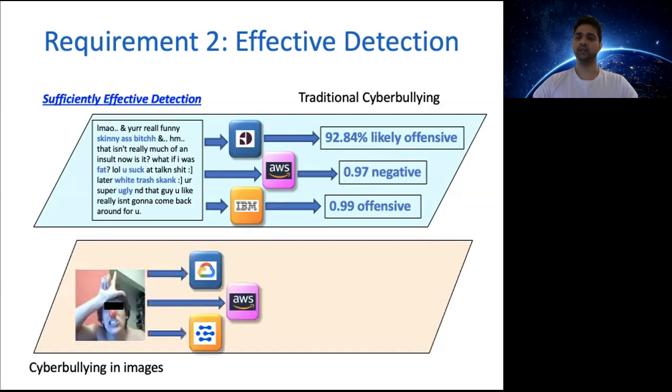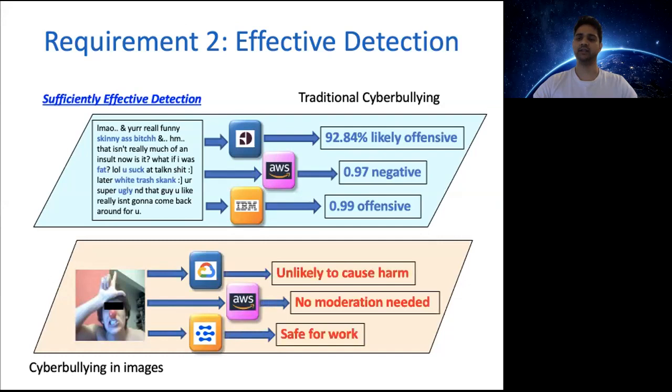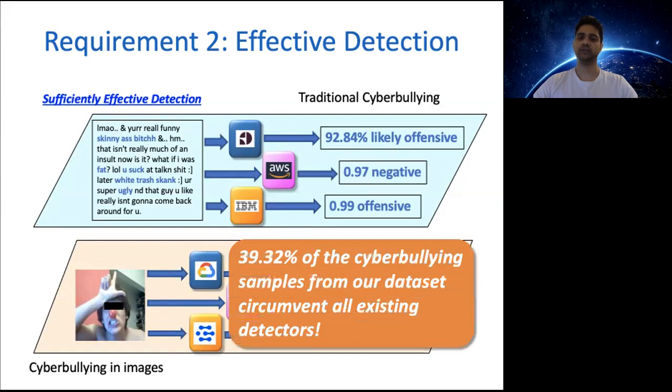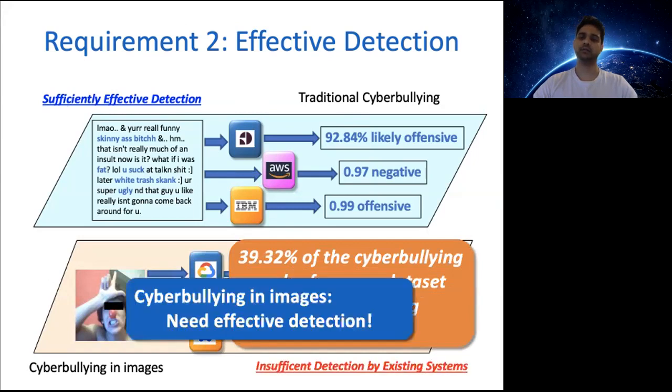For example, the existing systems that can detect image offensiveness, such as Google Cloud Vision API, Amazon Rekognition, and Clarifai NSFW, could not detect the sample depicted on the screen. In fact, we found that 39.32% of the cyberbullying samples from our dataset circumvented all existing detectors. Thus, to effectively defend against cyberbullying in images, there is a need for its effective detection.